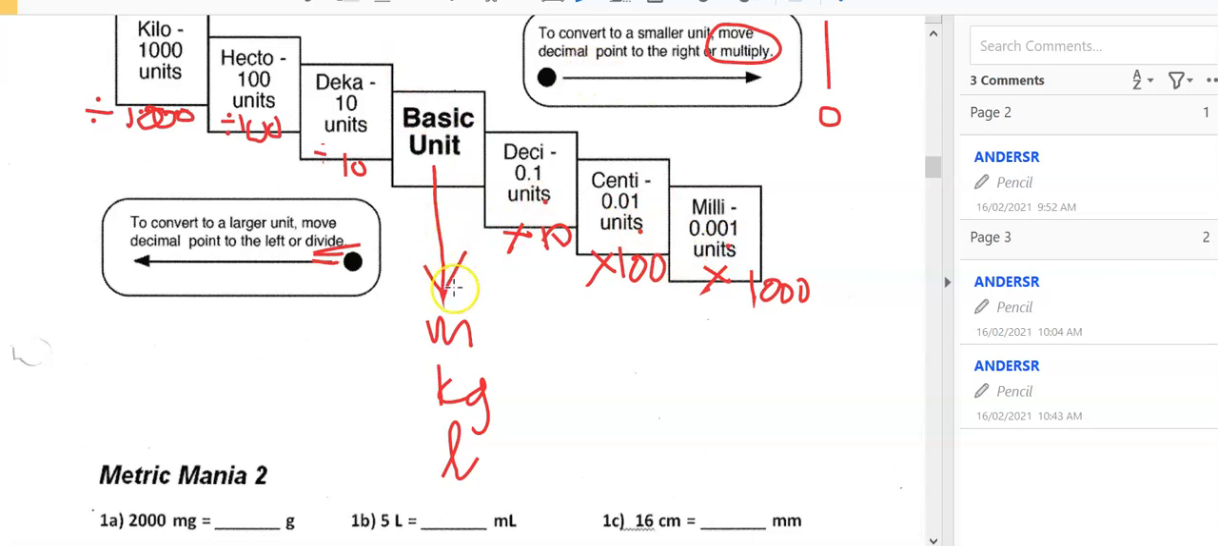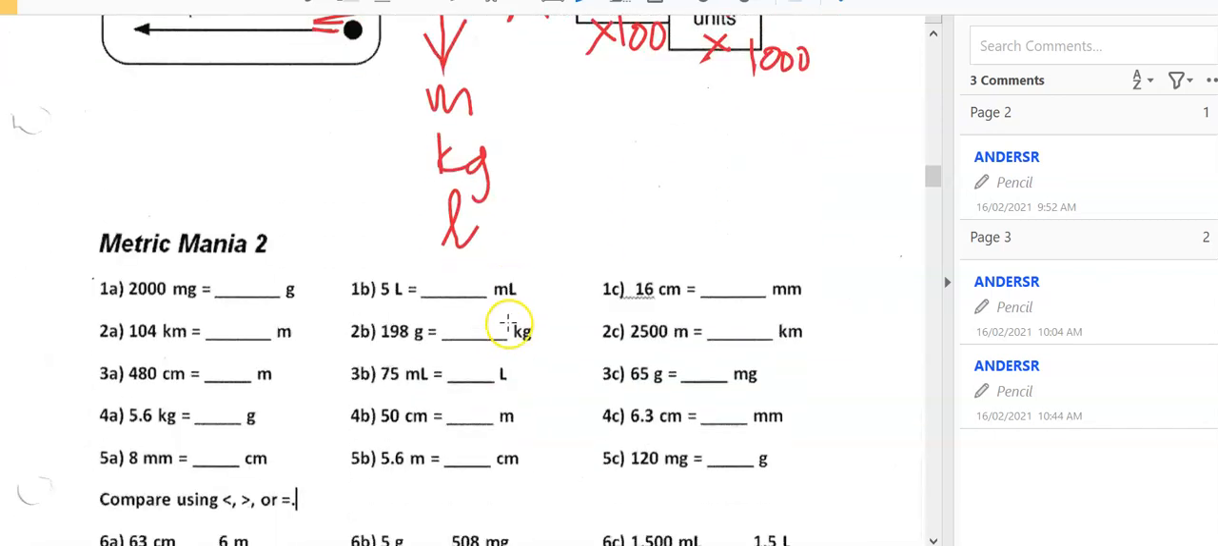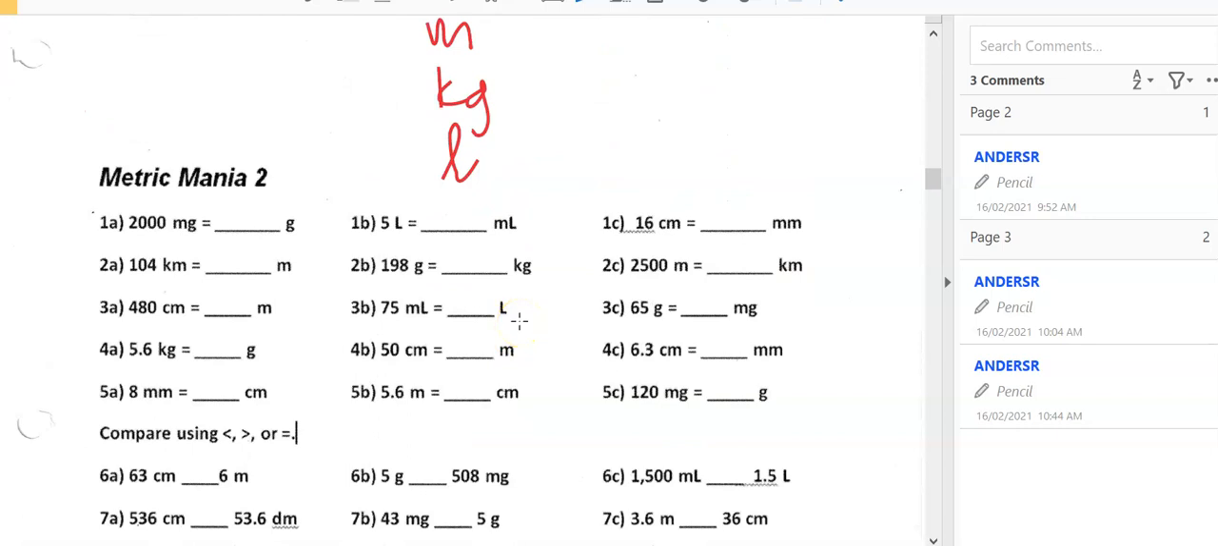If you're going from a smaller unit to a bigger unit, you must divide by 1,000, 100, 10, and so on. But kilo and centi and milli are the ones we normally use, whether it's meters, kilograms, or liters. Right, people, there's the first exercise.